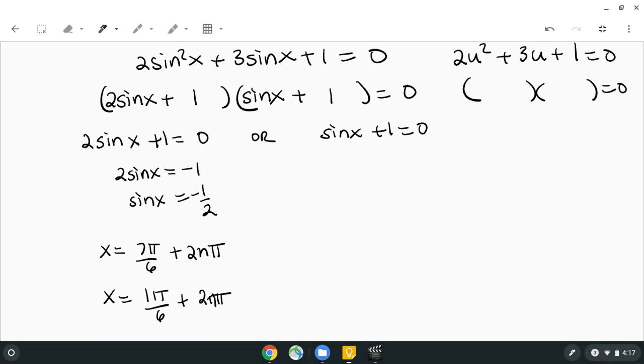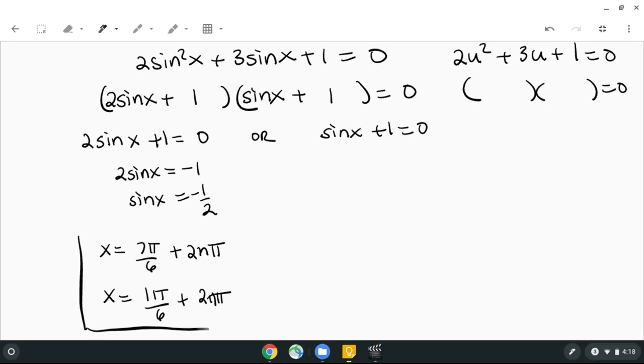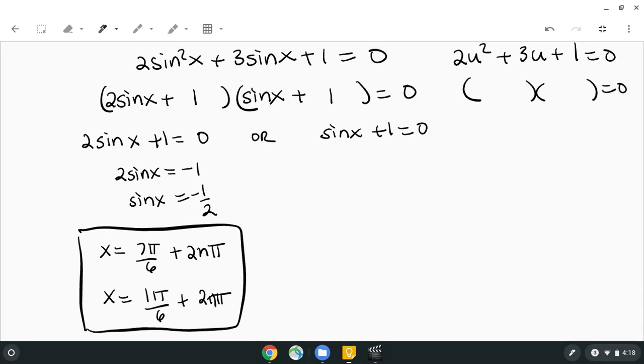Okay, so we have these answers for this first part. And let's go ahead and solve the second equation, sine x plus 1 equals 0. So let's subtract 1 on both sides.